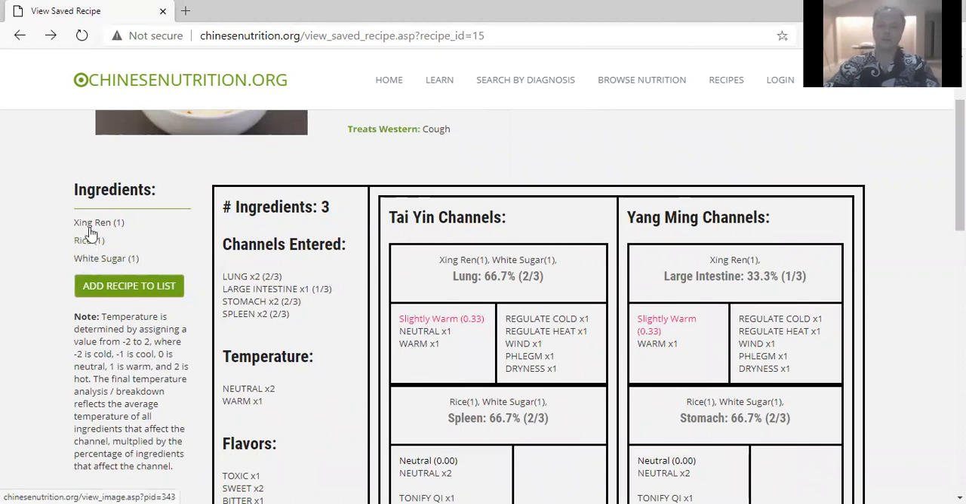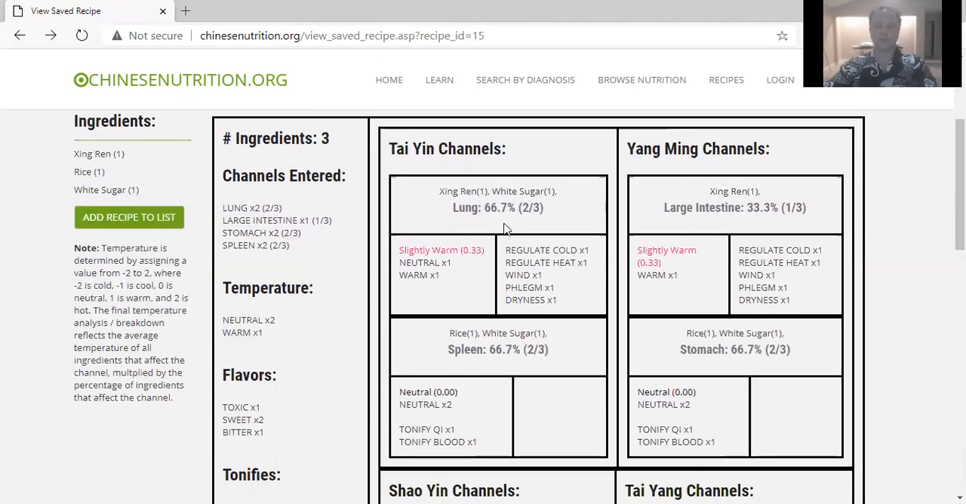It's not a science, it's an art. So you may consider 1 gram to be a portion of jingren, and maybe a cup of rice is a portion, and then a teaspoon of sugar is a portion. So you kind of have to guesstimate with your portions. There's no way to really be exact with this kind of thing.